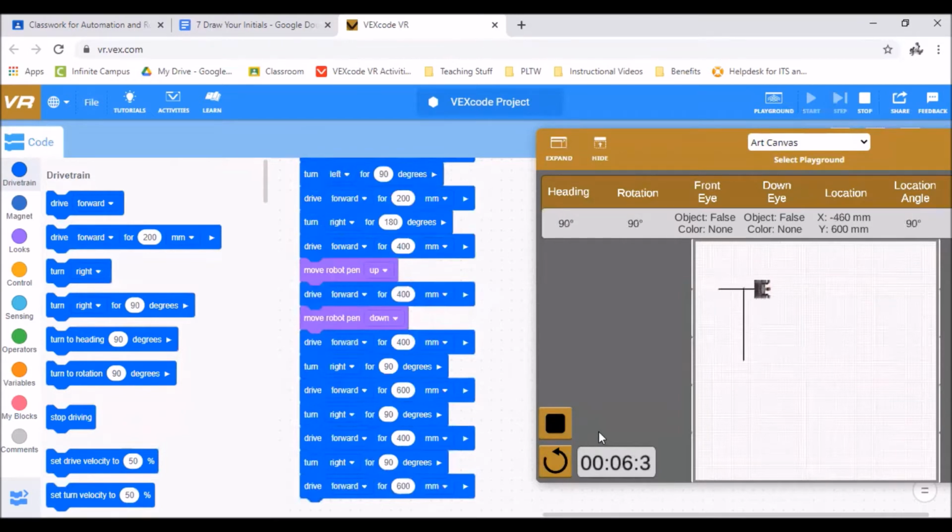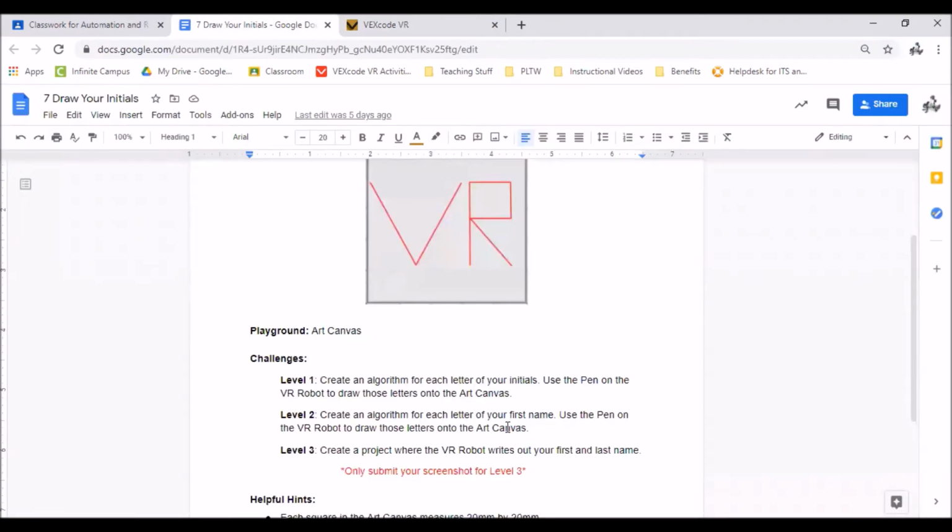Then for level 2, we're doing the same thing, but we're going to do our full first name. And then level 3, you do your first and last name. Gives you some practice with drawing different shapes, going different distances, and moving that pen tool up and down. Okay, so create an algorithm for each letter in your first name. Use the pen on the VR robot to draw those letters into the art canvas.